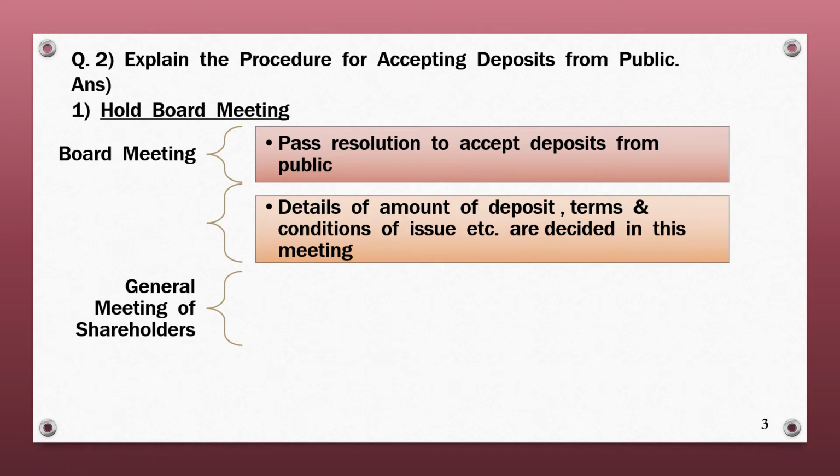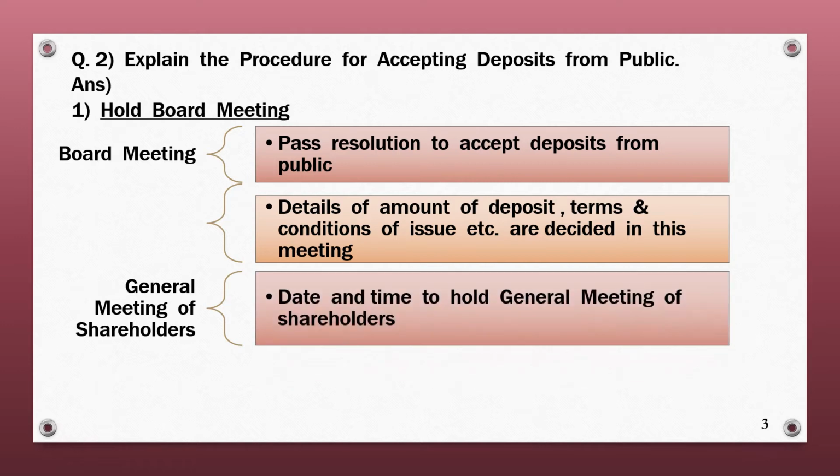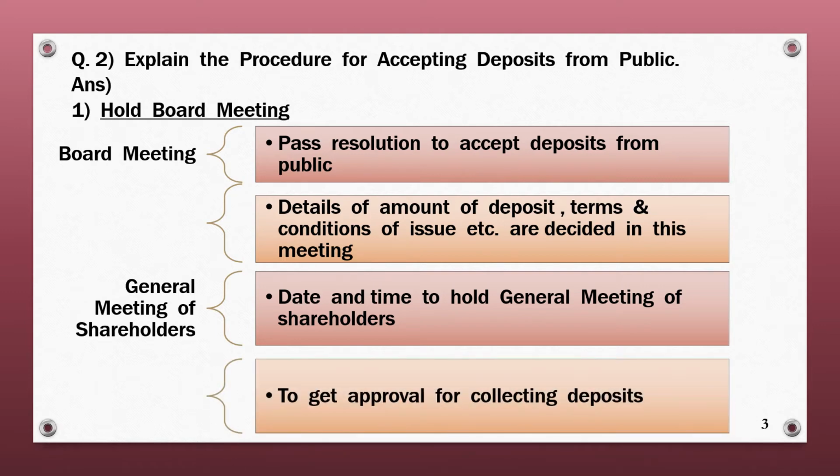Further, the company also needs to arrange a general meeting, that is, a meeting of shareholders. Accordingly, even the date and time of such general meeting is decided in the board meeting. The shareholders' general meeting is necessary as the company has to obtain approval of shareholders for collecting deposits from the public.